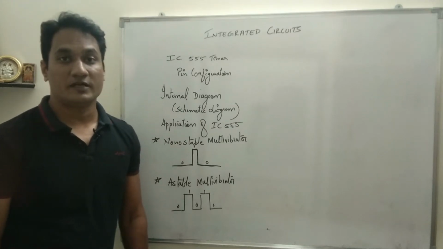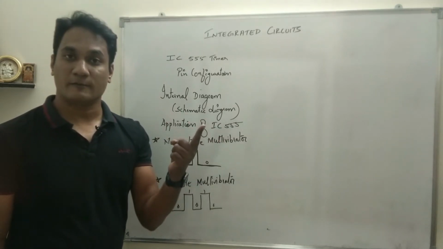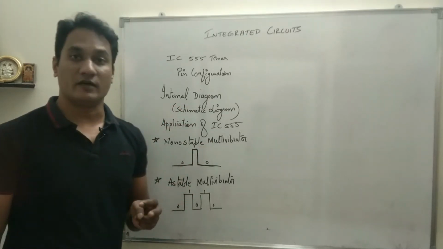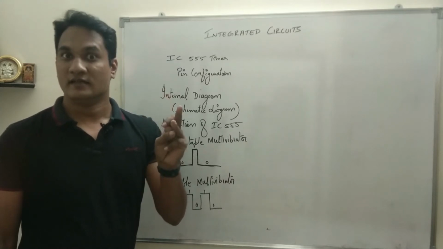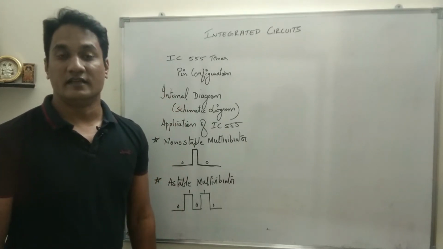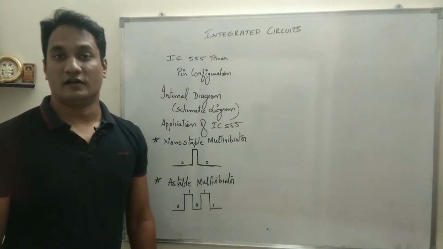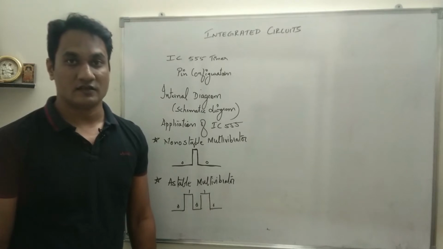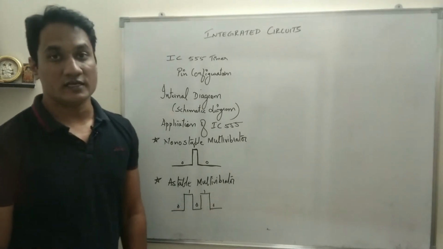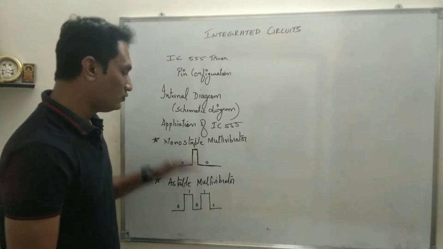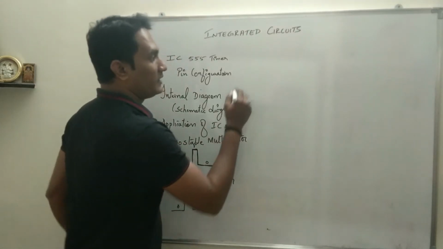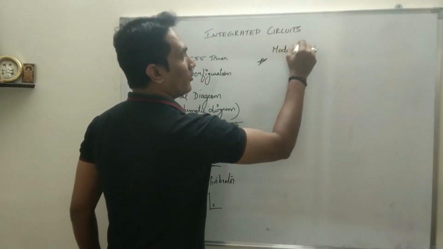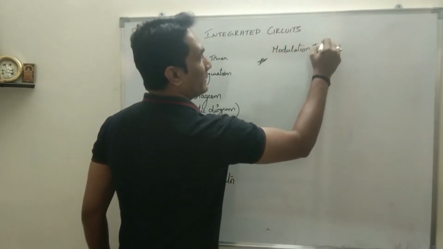So bistable multivibrators are used to design flip-flops. Monostable multivibrators are used to give a trigger, and astable multivibrators are used as clock pulse, which we have studied in the applications of flip-flops, that is counters and shift registers. So the same clock pulse will be designed using an astable multivibrator. So these are the two applications of IC 555 timer. Apart from that, there is the modulation technique.